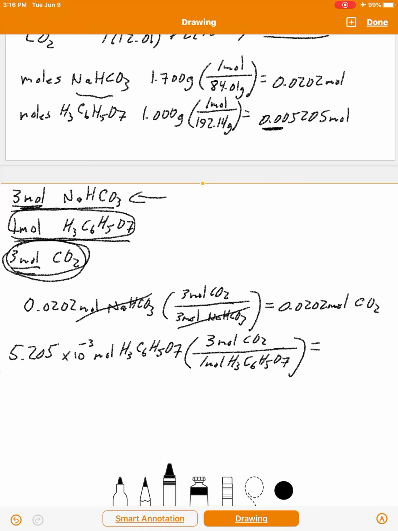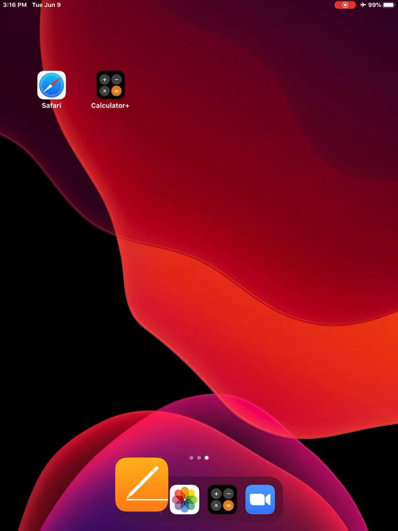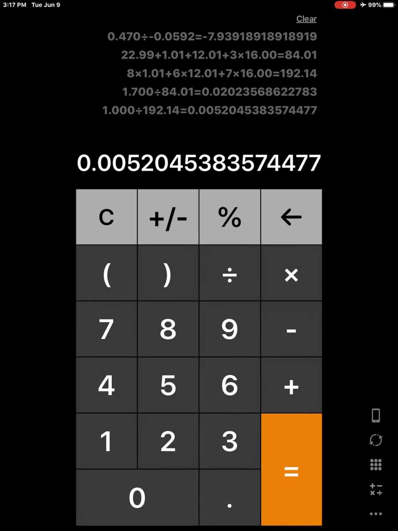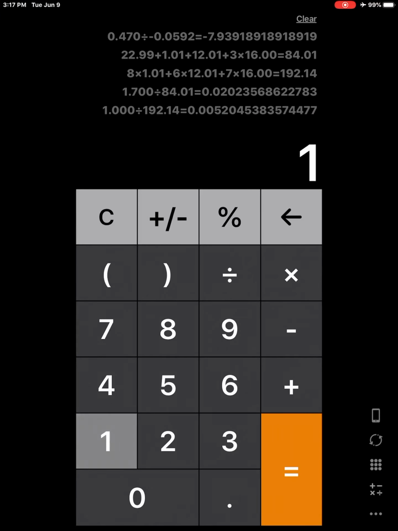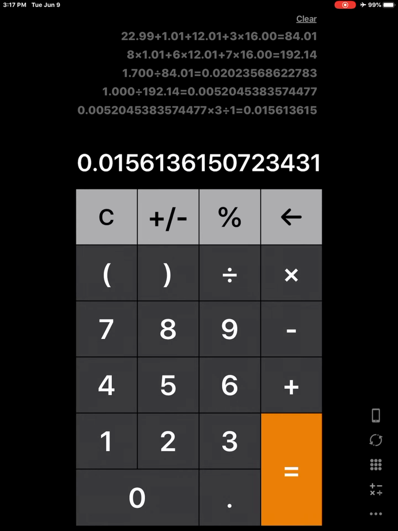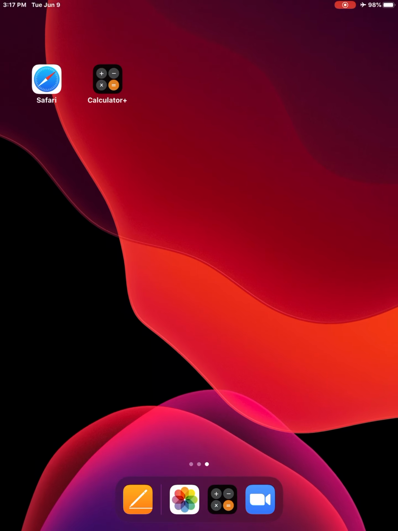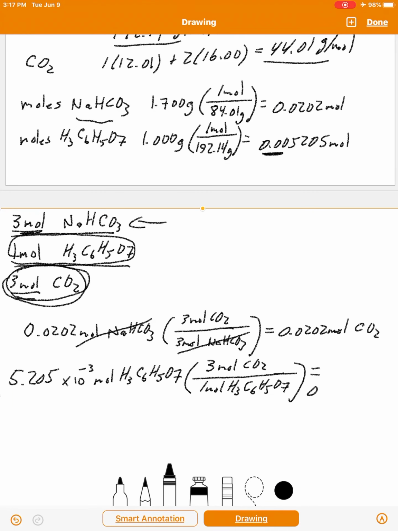So we're just going to take that number, moles of citric acid, multiply it by 3. It's still in the calculator, so just multiply it by 3. 3 divided by 1 if you want to be technical about it. And you get 0.01561. Okay, right? Moles of citric acid cancel. You have moles of CO2. Which one's smaller? 0.02 or 0.01? 0.01 is smaller, right? So there's our answer. That's the number of moles of CO2 that are going to be produced.